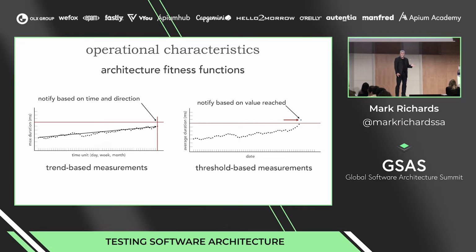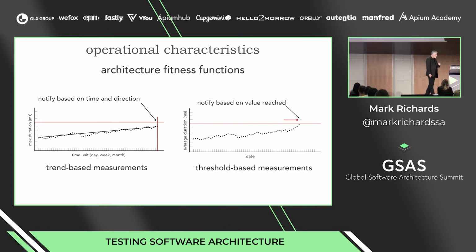But there's other fitness functions you can write that are threshold-based. In other words, notify me if all of a sudden I reach a certain threshold. Let's say that we have a service level agreement or a service level objective that says we never can exceed 2,000 milliseconds response time. So notify me if that occurs. And that would be a good example of a threshold-based.